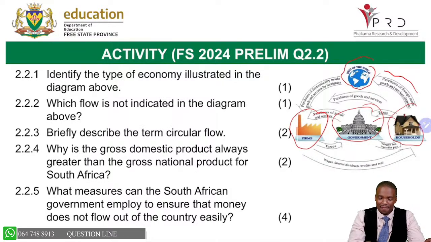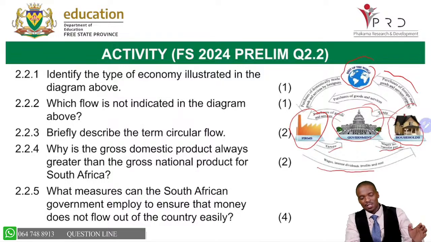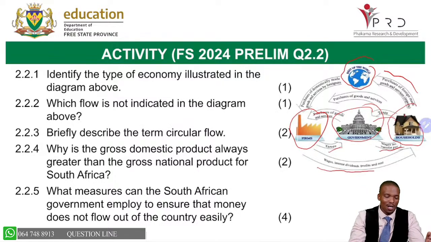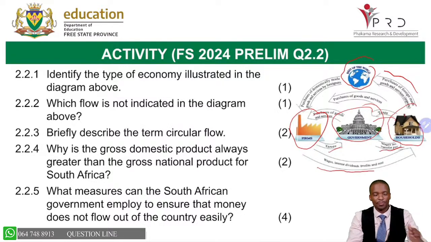Then for rendering the factors of production, we see remuneration or income that has been paid to the households, and also government, after collecting tax, pays wages, or what we call transfer payments. So that is the movement that we are seeing there. There are the purchases, and also there's the income that we are receiving. Okay, then we can move to the questions.